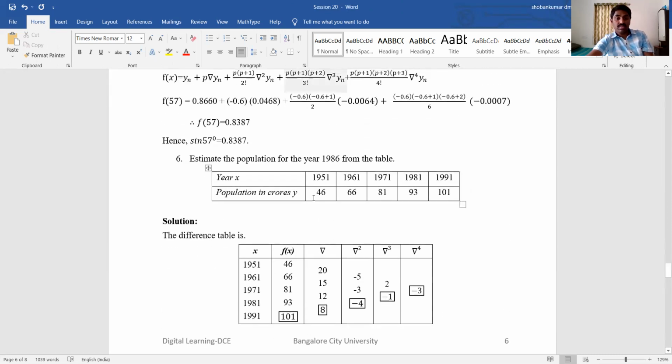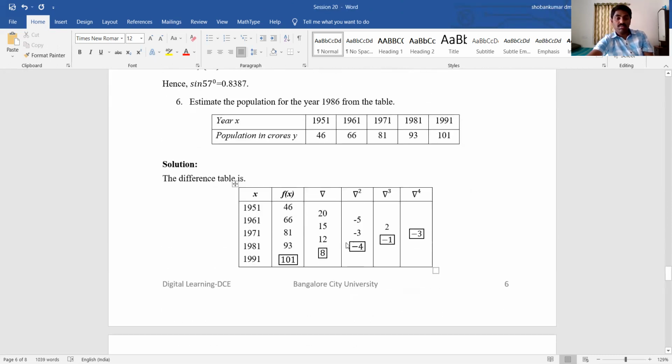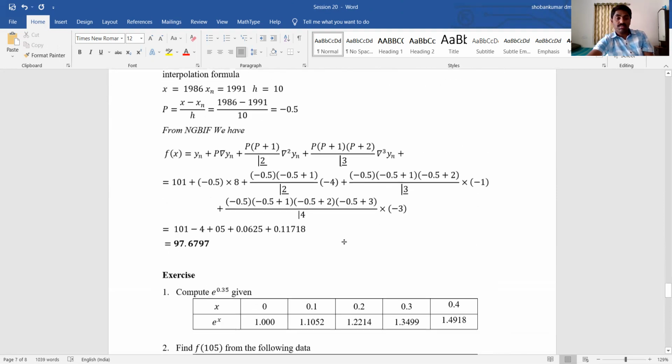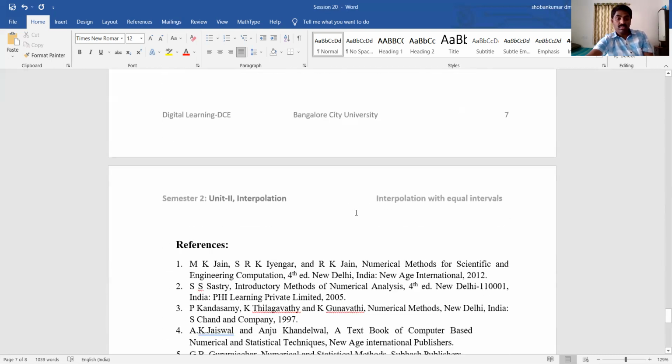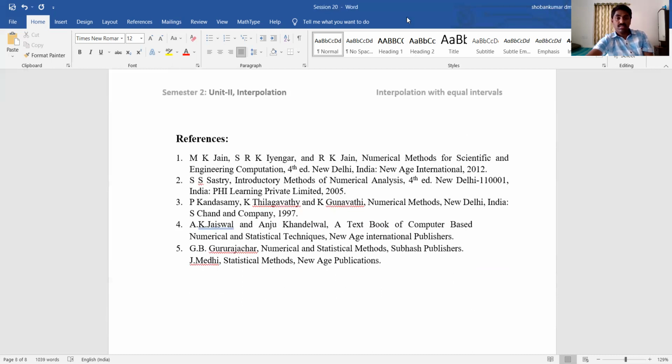Now we can estimate, and these are the other problems. Those who are interested can go through these problems. You can try to solve these problems, and these are the references. You can try.